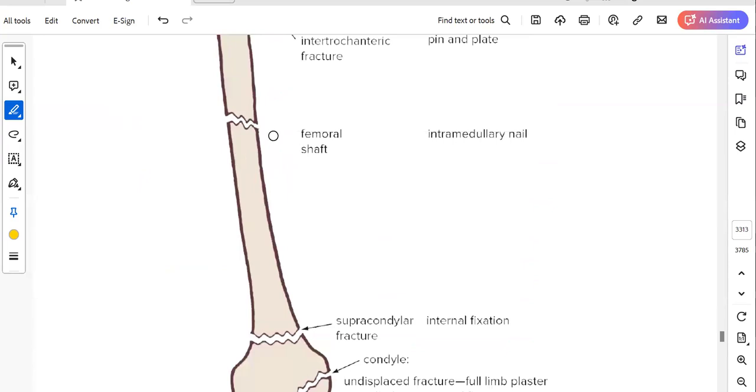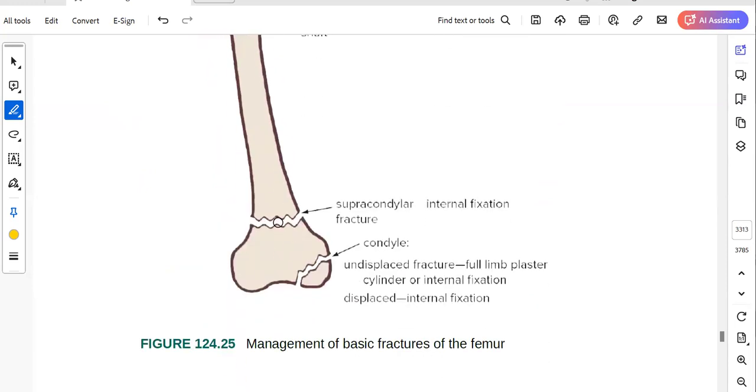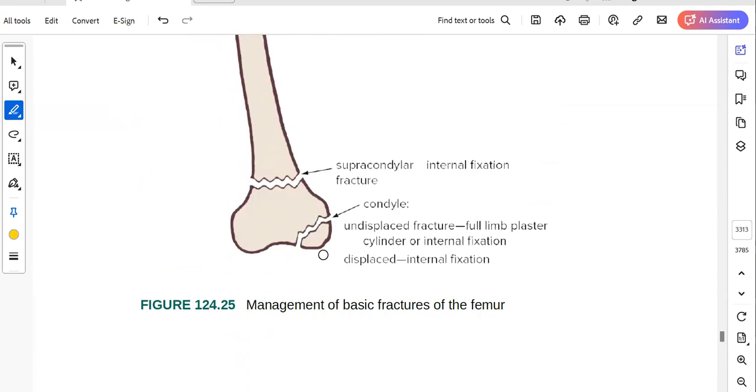And the other fracture you can see, femoral shaft fracture, will need an intramedullary nail. So you need to put a nail in here for shaft fracture. For supracondylar fracture of the femur, it needs internal fixation. And for condylar fracture, if it is an undisplaced condylar fracture, it needs plaster. If it is displaced, it needs internal fixation and then a plaster. So that's the usual management.